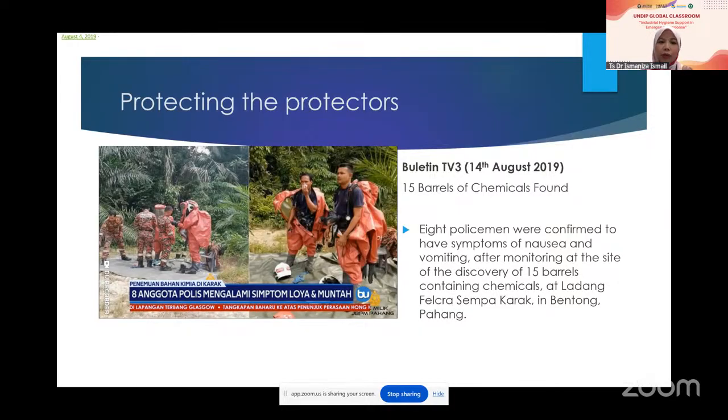So keep in mind, these are trained responders. They are supposed to know, but just imagine if there is no proper hazard assessment. This is why we say protecting the protectors, the responders in this case, is not optional. We hope that they would help, but if they are not well protected, that is when the problem arises.